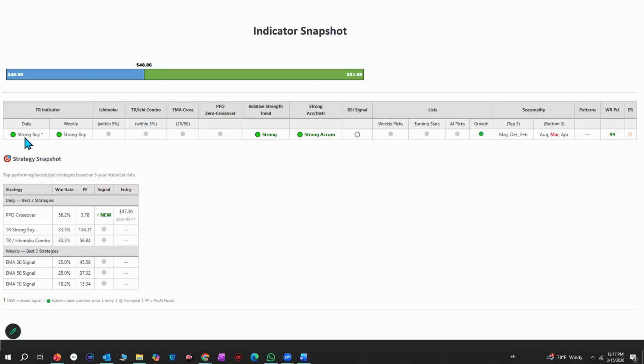The TR indicator is also in a strong buy condition. Asterisk means that it is being accumulated, a strong accumulation right here, and it has a high relative strength when the asterisk appears. On the weekly signal, this is also a strong bias TR indicator signal. And they are different, like our WRPCT means weighted rank percentile. It has beaten 99% of stocks in our database of 5,700 stocks during the last 1 year. Its earning rating, however, is lagging, not up to mark. So its earning growth has not been that strong.